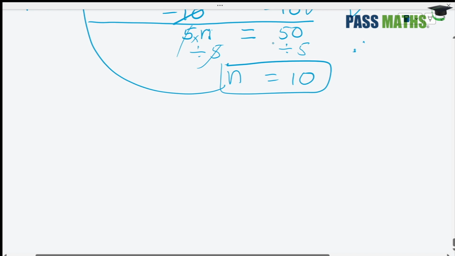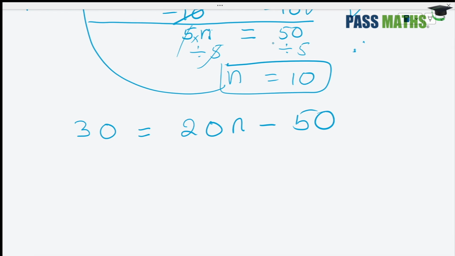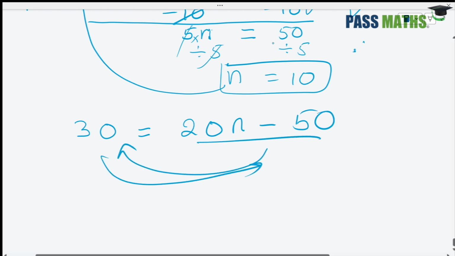One more question. Let's make a slightly different format. 30 equals 20n minus 50. Again, it looks different from the last question because we normally see equations written the other way around. So this thing is here and this thing is here. That doesn't make a difference at all.